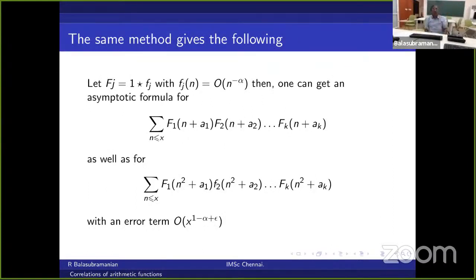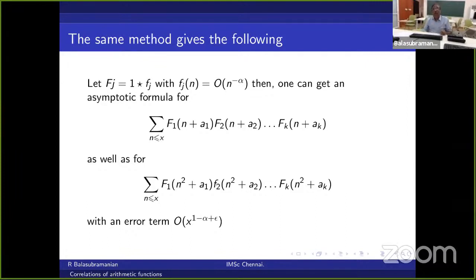Now, the same method gives, assuming that f_j(n) is O(n^{-alpha}), which, of course, let me again recall, is much stronger than the assumptions which earlier people have made. For the first method which I was discussing, I needed only that (f_1(p) + f_2(p) + f_3(p) + ...)/p is convergent. But here I am now assuming much more, that f_j(n) is O(n^{-alpha}).